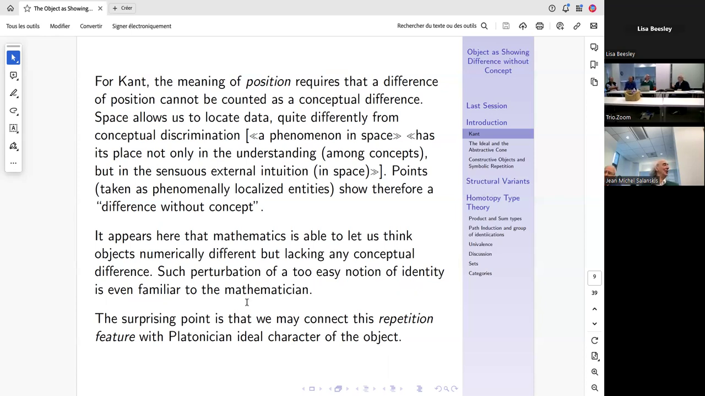I usually use this example to show that finally physicists introduce difference without concept in their conception of physical reality. Yeah, exactly. Right. So I could not agree more.